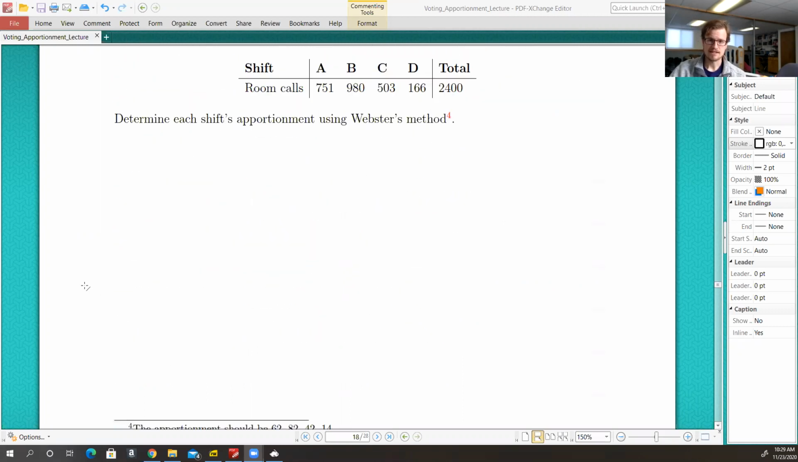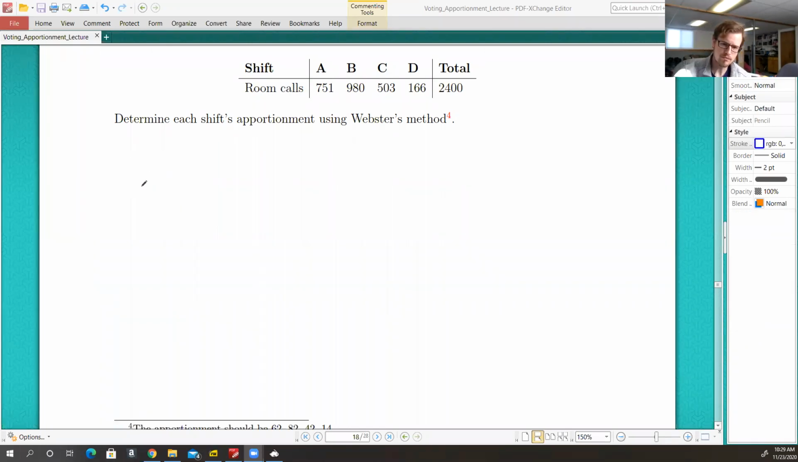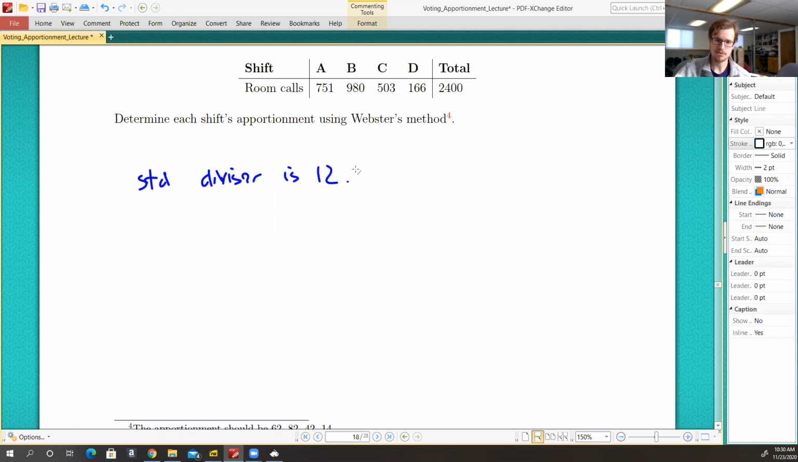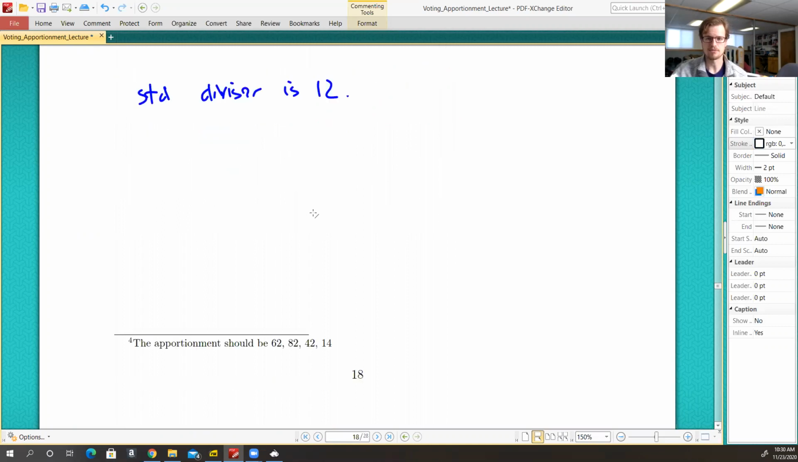So it's essentially the same thing as we did in the previous problem, just the rounding is different. Instead of always rounding down, we're rounding to the nearest. So we want to find the appropriate modified divisor to have everything distributed appropriately. First, notice that the standard divisor is 12. We calculated that a couple times before, so I don't think we need to discuss that much.